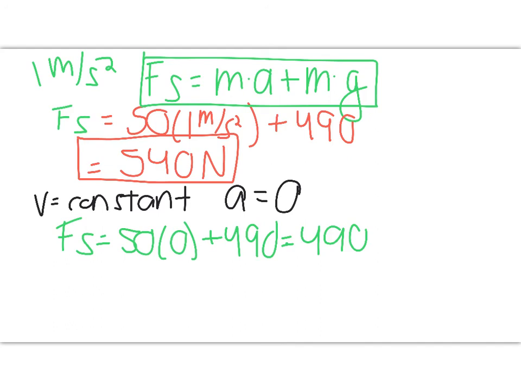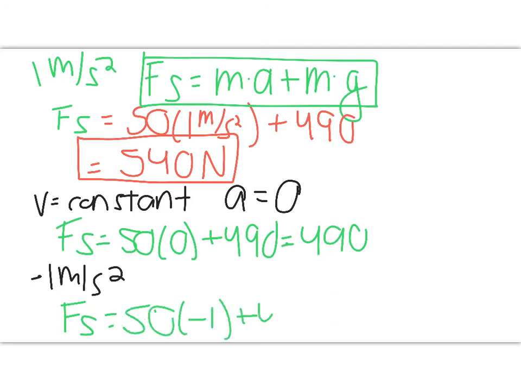And lastly, if we have an acceleration of negative 1 meter per second squared, you may be able to predict what's going to happen, but my force on my scale is still mass times acceleration plus mg. So that's going to look like 50 times negative 1 plus 490. So this is going to give me a 450 newton reading on the scale.